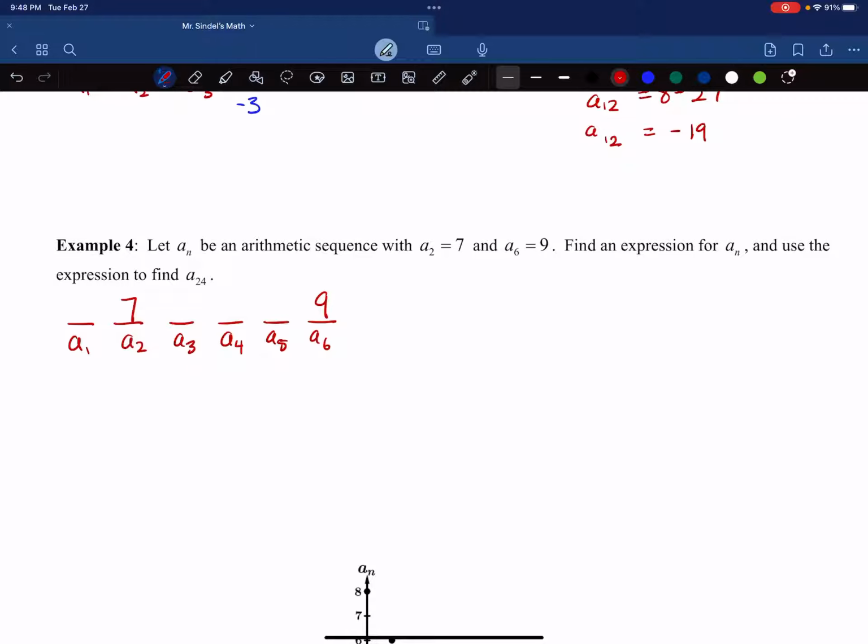The question is, what's the formula? What's the expression to get a sub n? And use that formula to find the 24th term. I mean, you can probably just use guess and check now that I've drawn a picture, but what if it's a really disgusting number? Like, you're supposed to add 5/7 each time. How would you know how to do that?